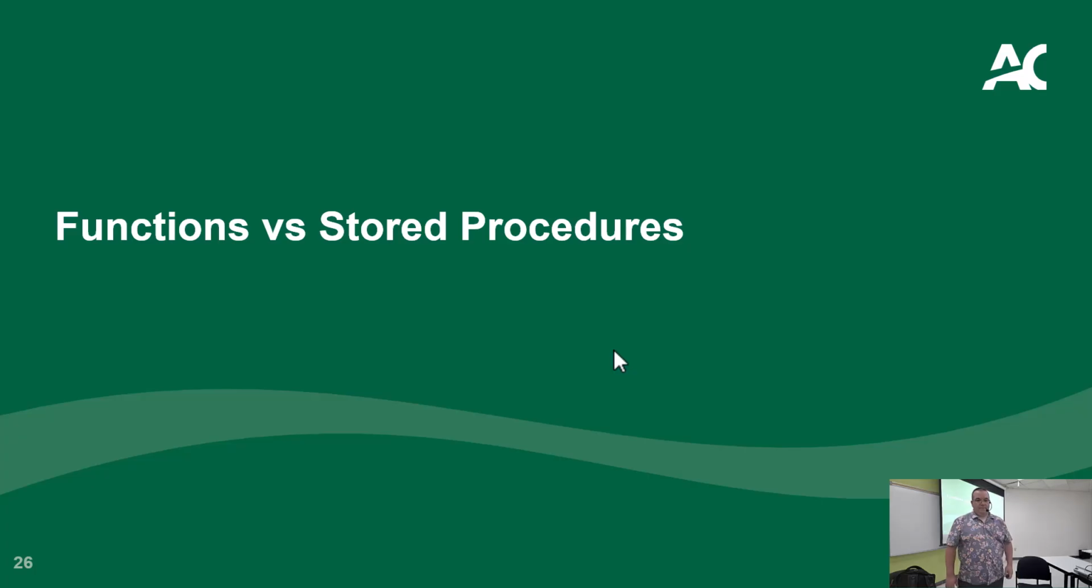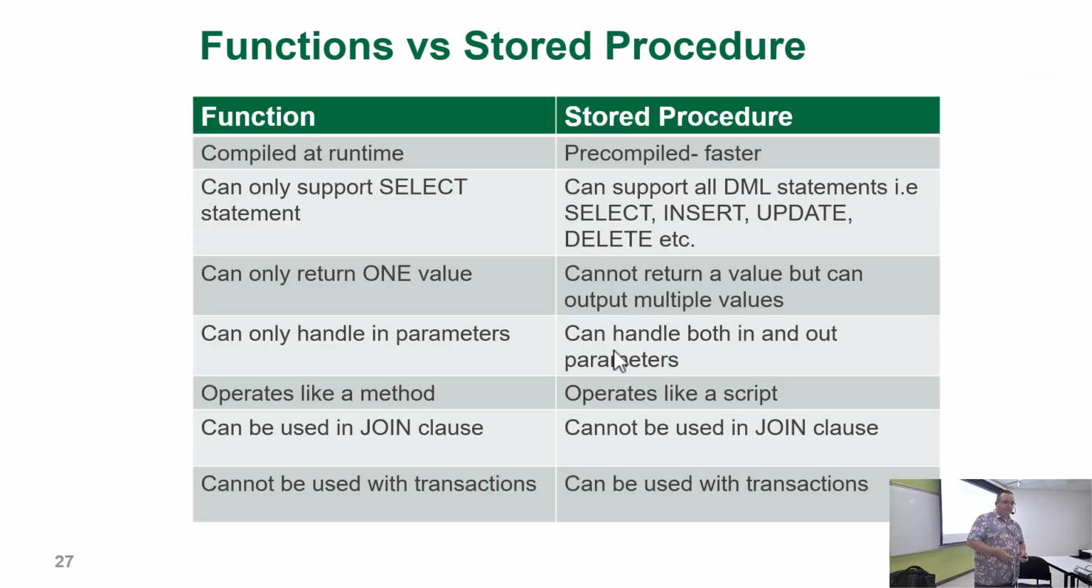Okay, so now I'm going to talk about the difference between functions and stored procedures. A function is compiled at runtime. The stored procedure is pre-compiled, so it's a bit faster. The functions can only be used with select and update statements, basically DML. Stored procedure supports absolutely everything else. The function returns only one value. Stored procedure does not return anything, but it can output values through the parameters. A function behaves like a method or a function in Python. So if you know what a function is in Python, a function in SQL is the exact same idea. The stored procedure acts like a script. One can be used in joins, one can't because you can't even use select with it.